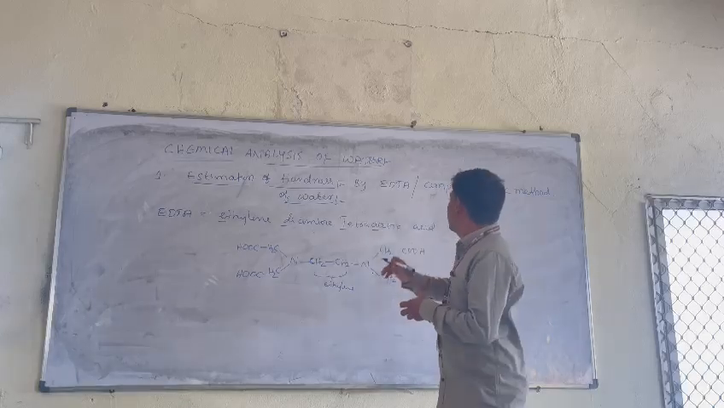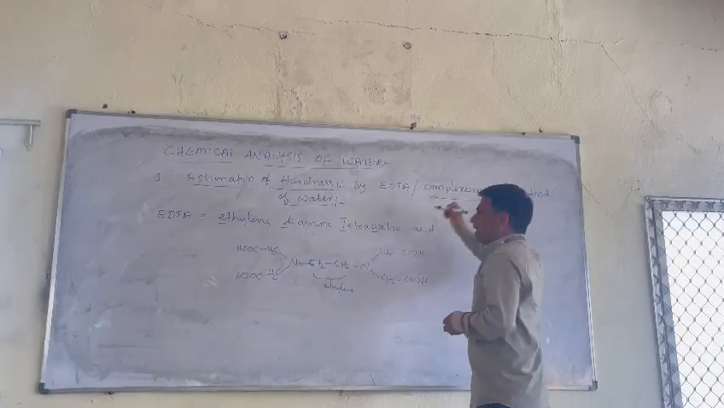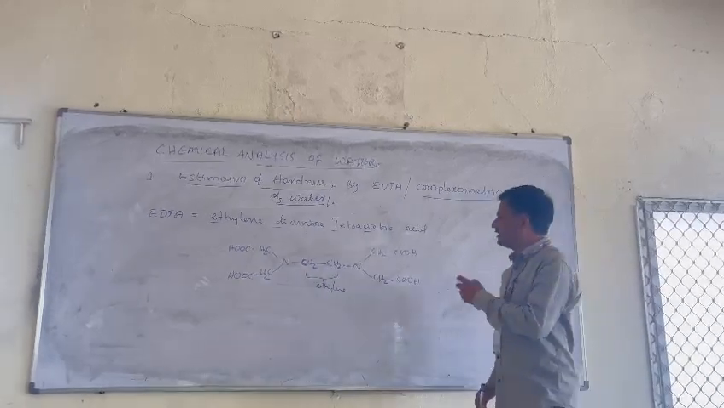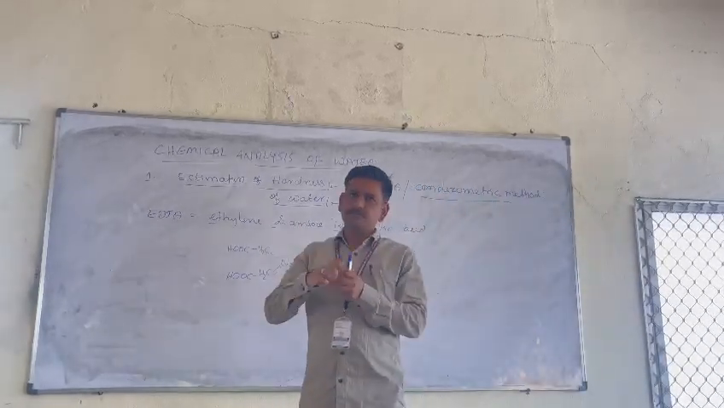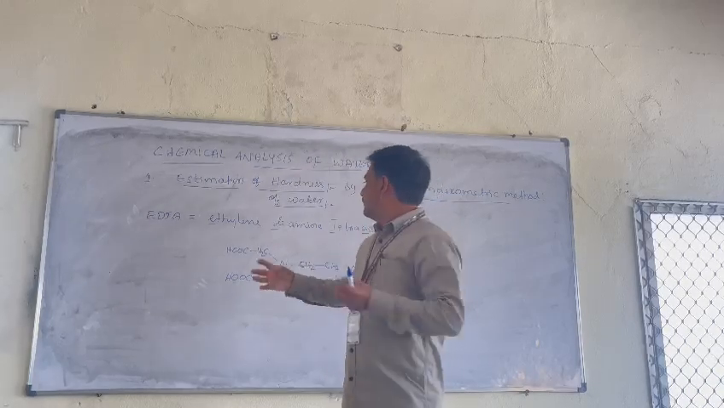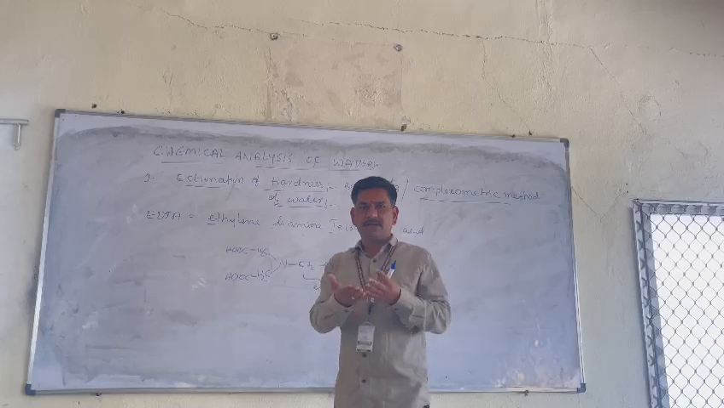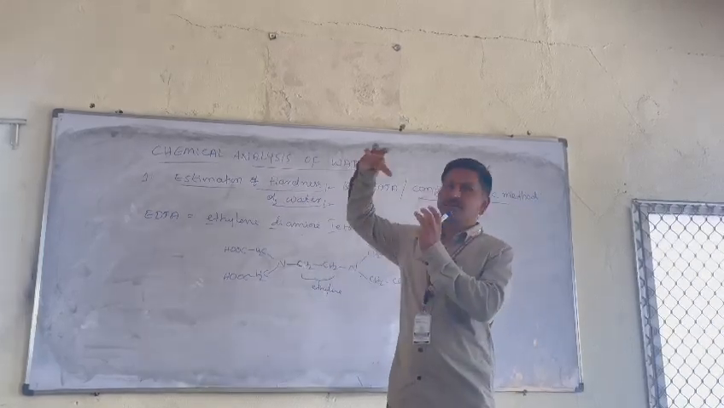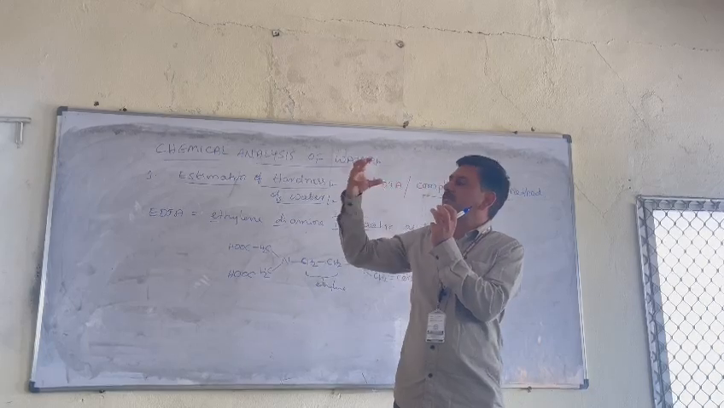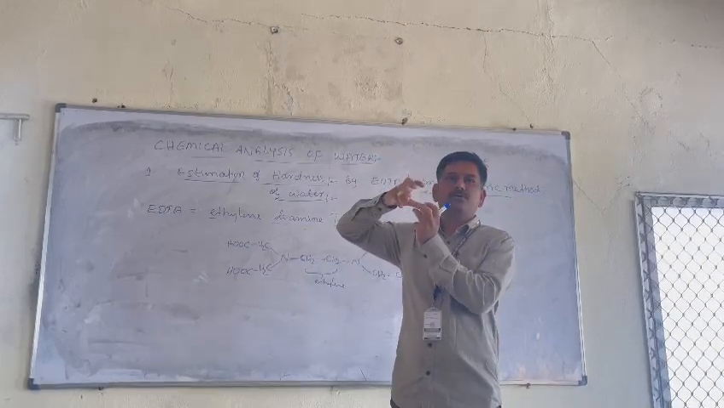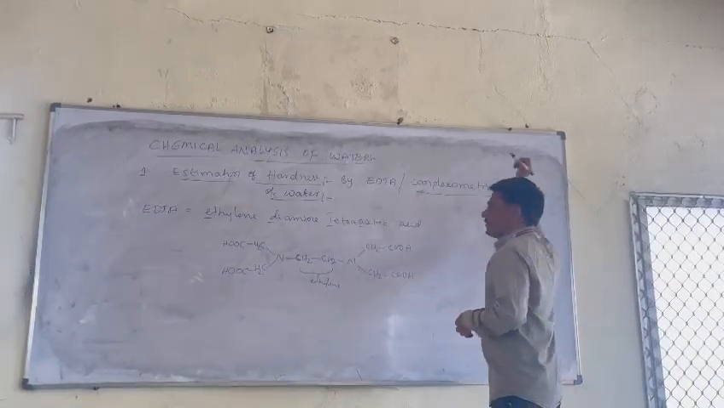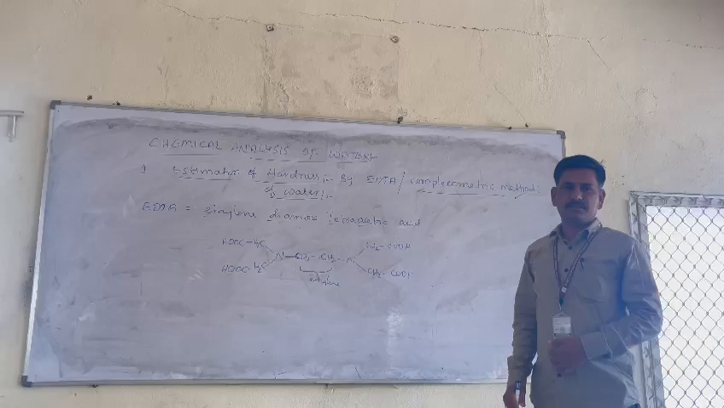So that's why this method is also named as the complexometric method. Why is it named complexometric? Because this EDTA ligand will donate electron pairs to the metal atom. The metal atoms, like calcium and magnesium, are dissolved in the water. When the EDTA solution is added to these metal atoms, they form a complex compound or coordination compound, and that's why the name came from that concept, the complexometric method, right?